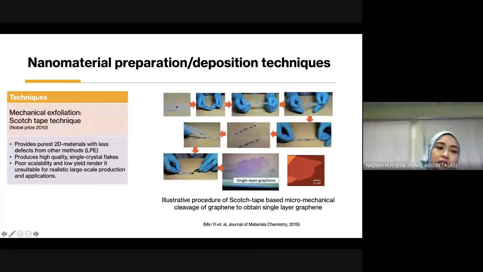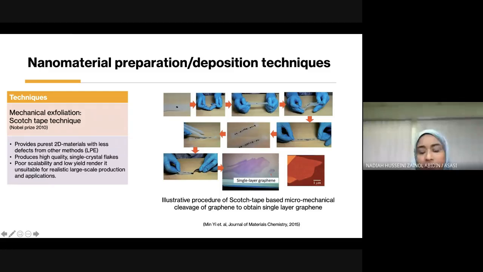It's called the Scotch tape technique. This technique won the Nobel Prize in 2010 and got everyone crazy about graphene because they discovered, oh, graphene can be exfoliated just by Scotch tape. So that was, I would say, discovery was kind of crazy because they use a Scotch tape, right?